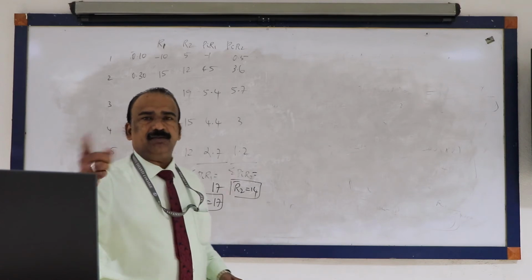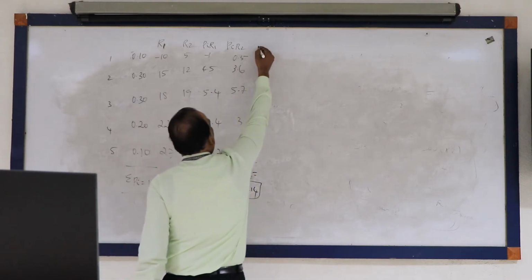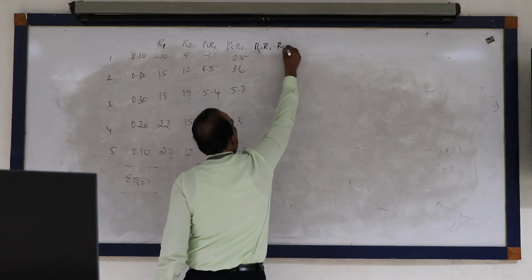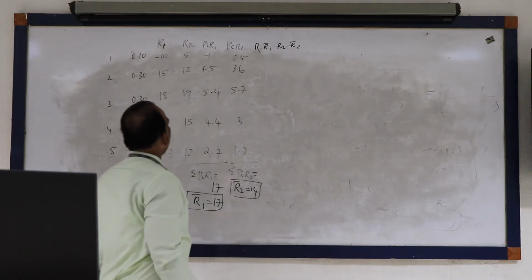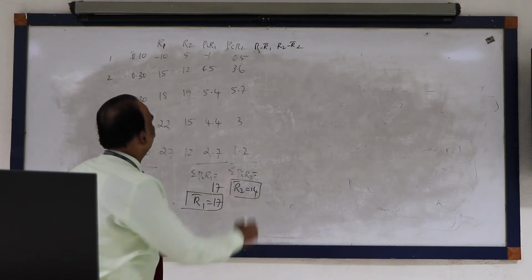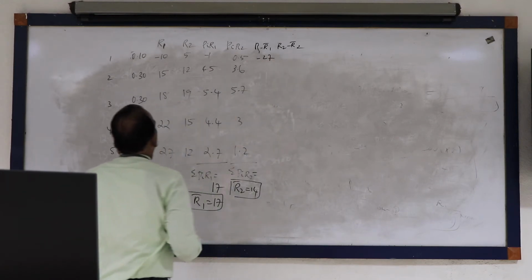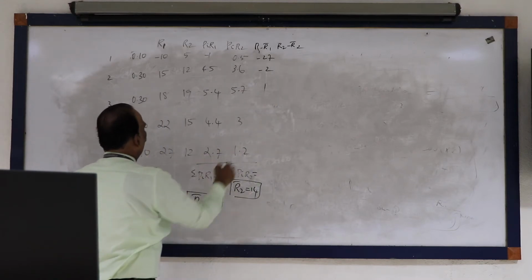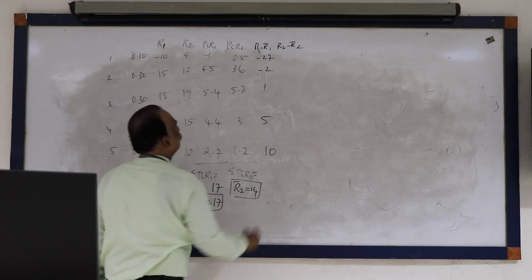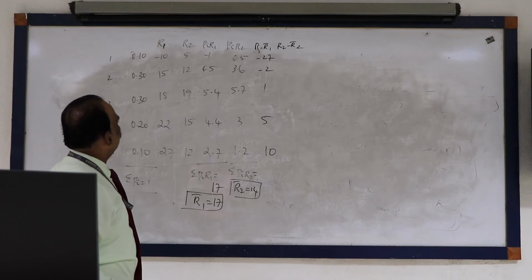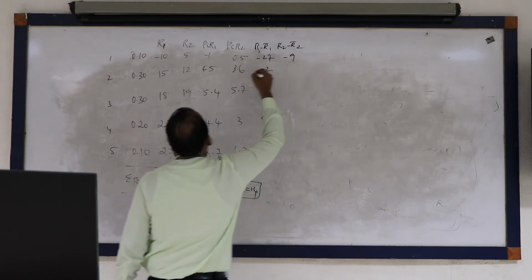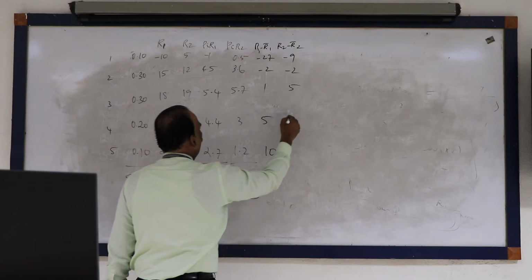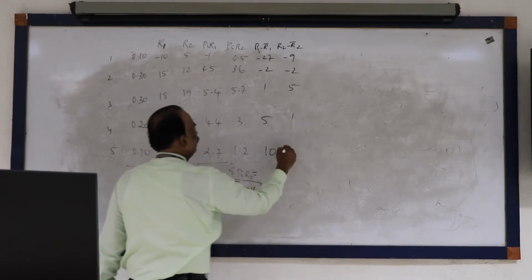Now we need to calculate the deviation, and then the standard deviation. Deviation, as we have seen earlier, is R1 minus R bar 1 and R2 minus R bar 2. That is minus 10 minus 17, minus 27; 15 minus 17, minus 2; 18 minus 17, 1; 22 minus 17, 5; 27 minus 17, 10. Then R2 minus R bar 2: 5 minus 14, minus 9; 12 minus 14, minus 2; 19 minus 14, 5; 15 minus 14, 1; 12 minus 14, minus 2.